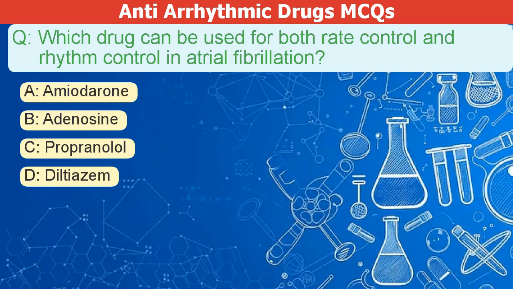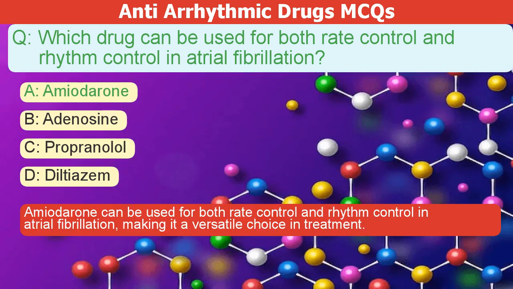Which drug can be used for both rate control and rhythm control in atrial fibrillation? A. Amiodarone. B. Adenosine. C. Propranolol. D. Diltiazem. The correct answer is A. Amiodarone can be used for both rate control and rhythm control in atrial fibrillation, making it a versatile choice in treatment.